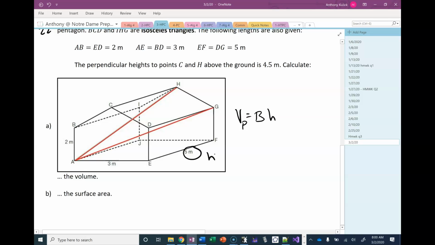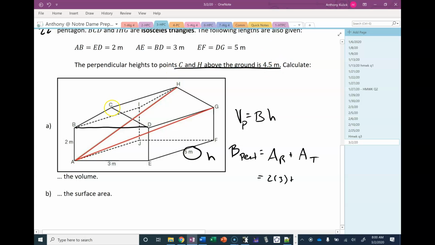Okay with that? What I need to do now is calculate the area of that pentagon. So the way that I'm going to do that is I'm going to take it as the area of the rectangle plus the area of the triangle. You happy there? So the rectangle should be easy. That's just 2 times 3. And the area of the triangle should be pretty easy. Since I know A or C and H are 4.5 meters above the ground, I know that this segment here has to be 2.5. Because I know from here to here is 2. You good with that? Okay. So I can just do 1/2 base, which is 3, times the height, which is 2.5.